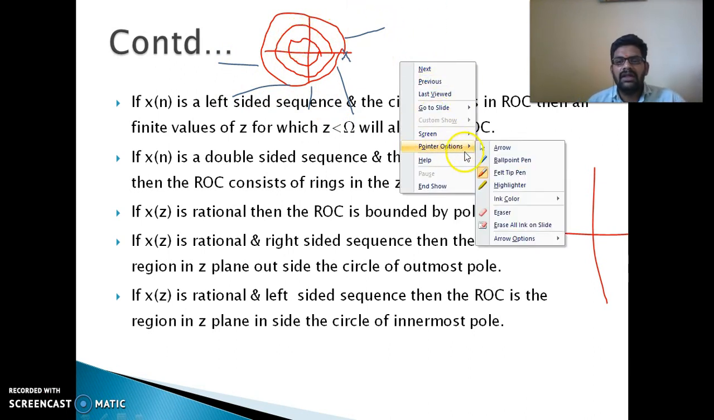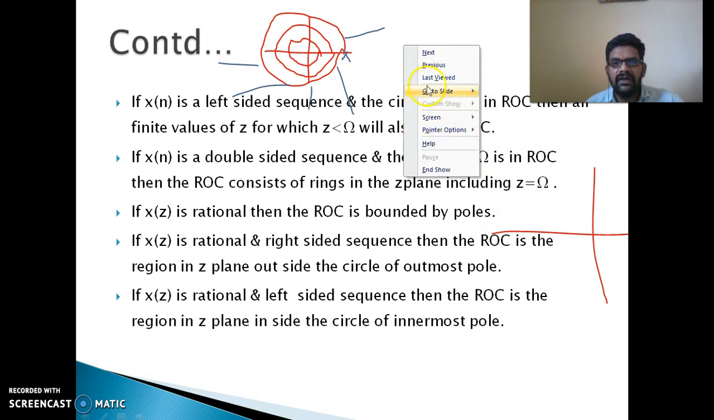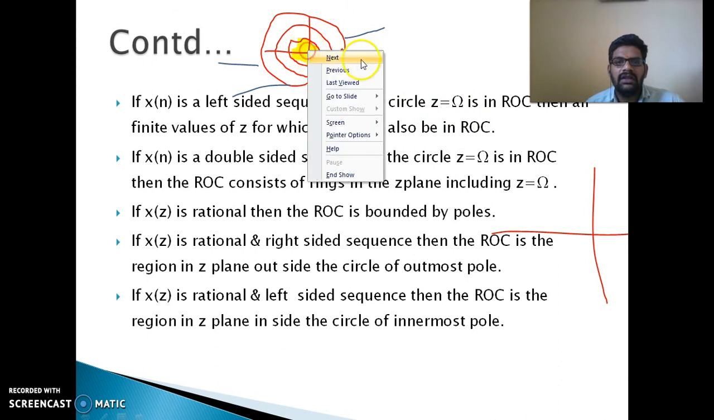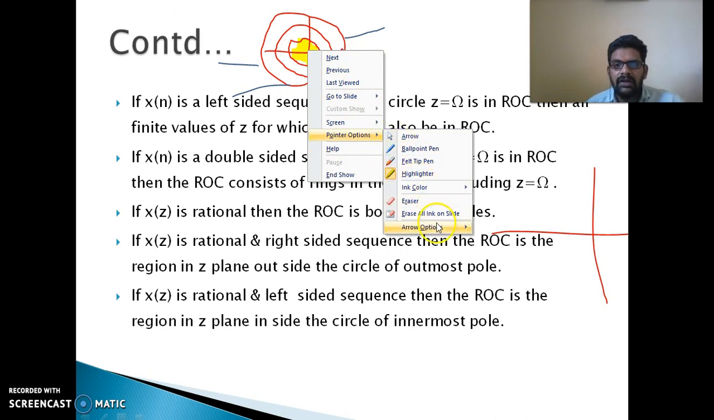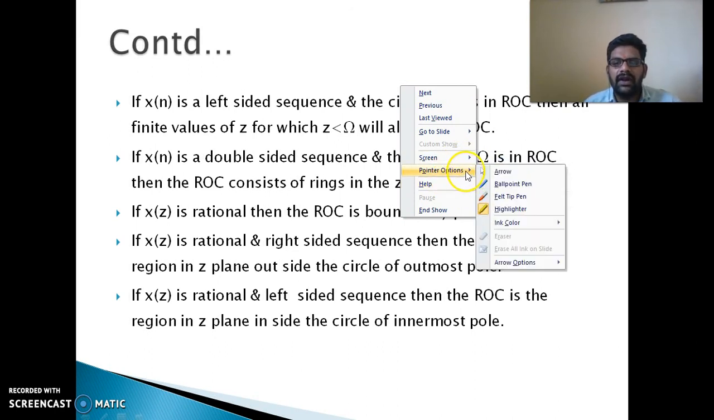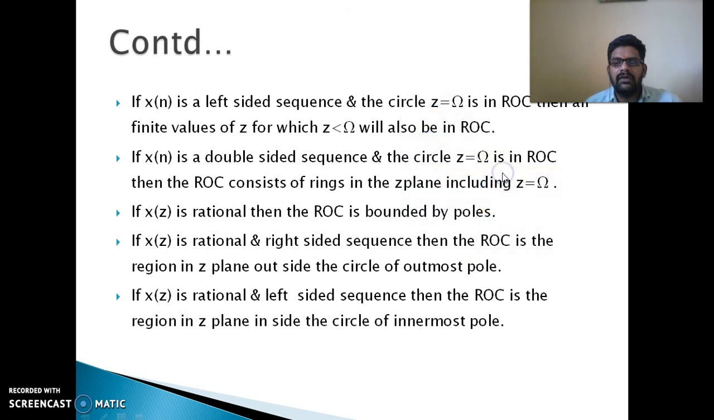Similarly, if the function is a left-sided function, then the ROC is inside of the innermost pole. So the innermost pole is this one, only this will come into the picture. Clear? So that is the meaning of those 2 statements. If the given function is right sided, then its ROC is outside of the outermost pole. If the given function is left sided, then its ROC is inside of the innermost pole.